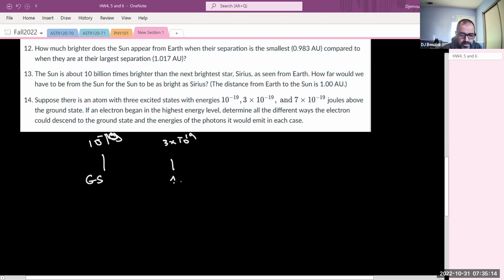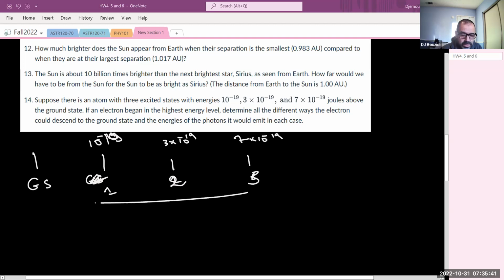And this is the first excited state, and in here, this is the second excited state, which is 7 times 10 to the negative 19 joules. Oh, all of them are excited. I'm sorry. This is also level 1, 2, and 3, and the ground state is somewhere here. These are all three excited states. And we want to see the different ways for it to come back to the ground state.